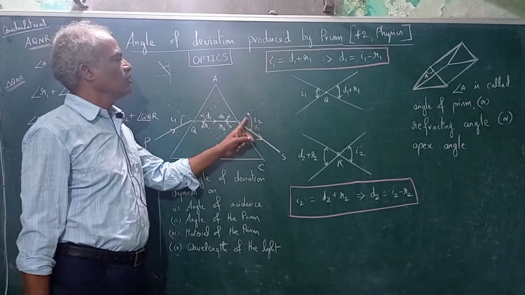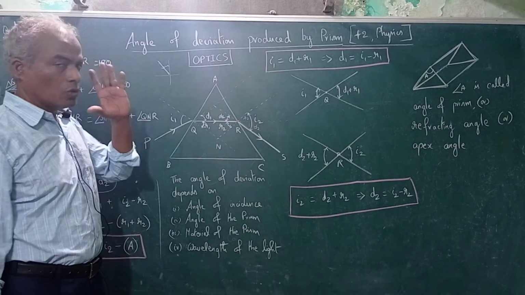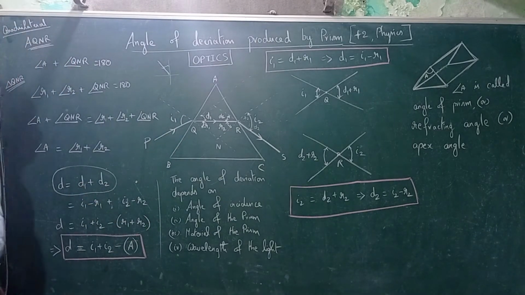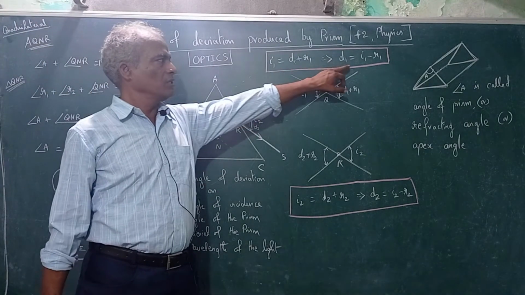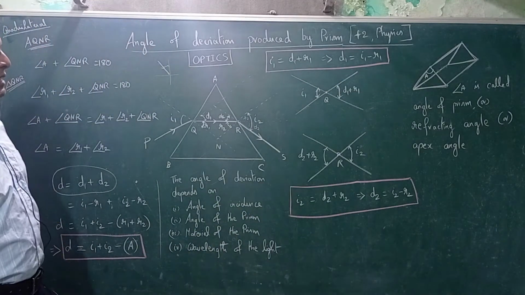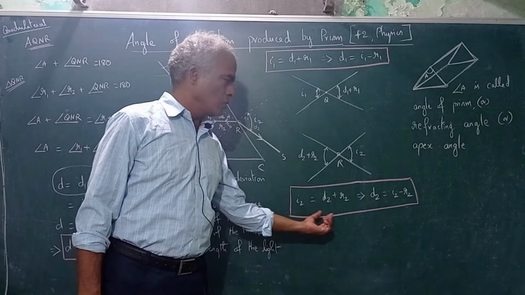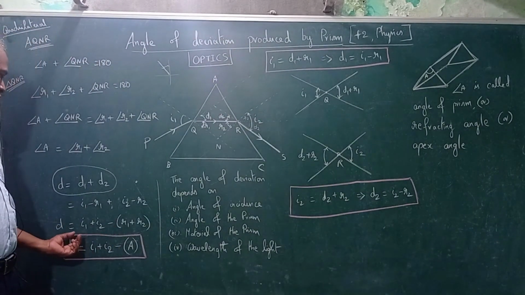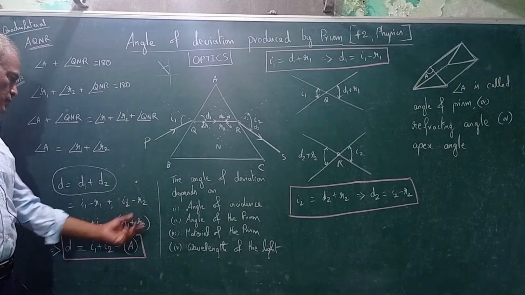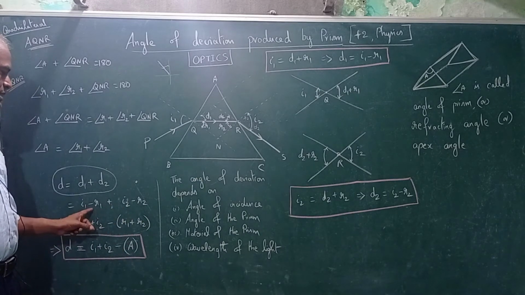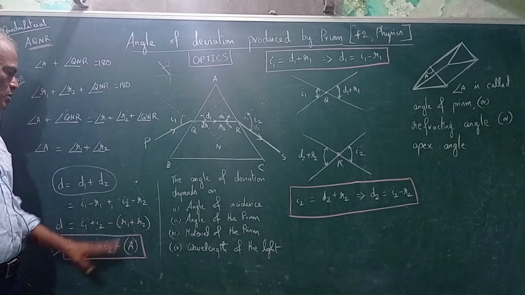That is I2 is equal to R2 plus D2. So the total deviation is what? D1 plus D2. That's what is written here. But from this equation we know D1 is I1 minus R1, plus from this equation we know D2 is I2 minus R2. So I1 plus I2 you combine, you take minus sign out, so it becomes R1 plus R2.